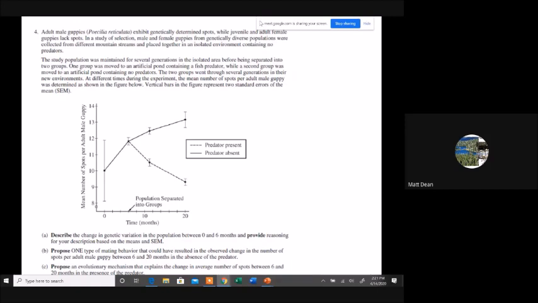So everybody take a minute and read this. We're going to look pretty closely at part A. We're not going to be as concerned about parts B and C because they really deal with evolution. But I do want you to look very closely at A. So go ahead and read it, and we'll talk about it here in just a minute.